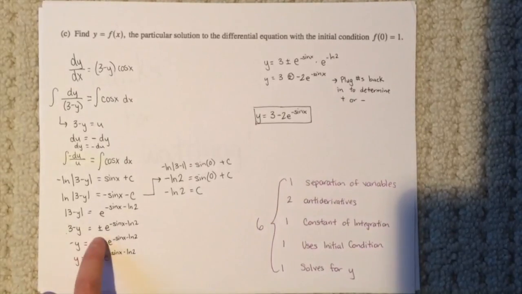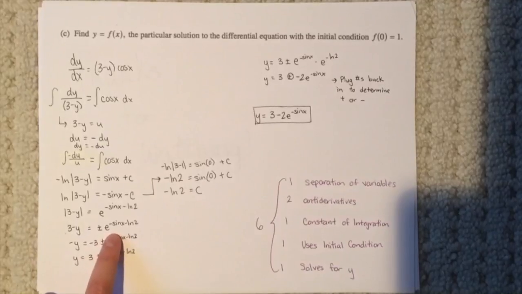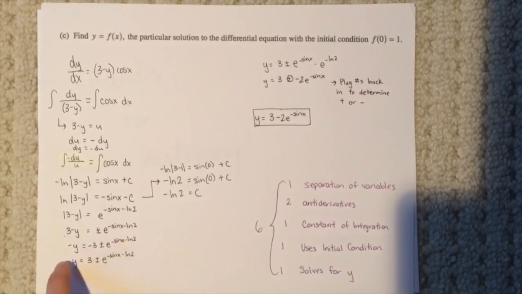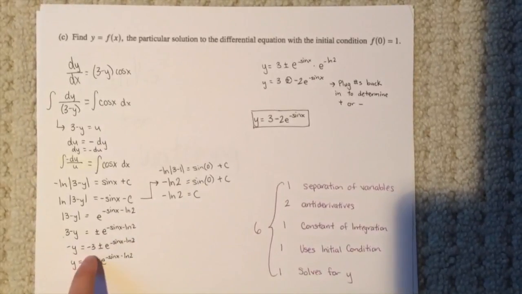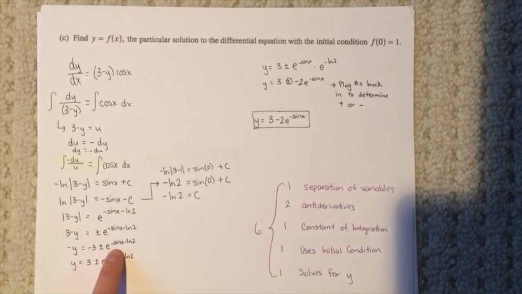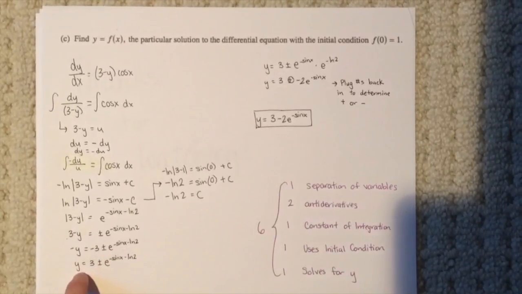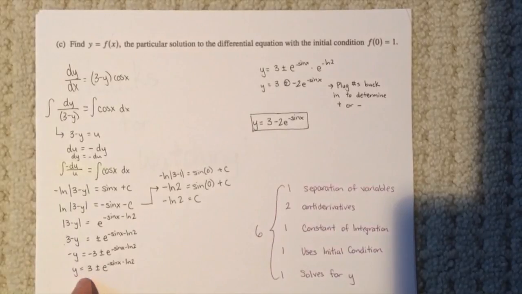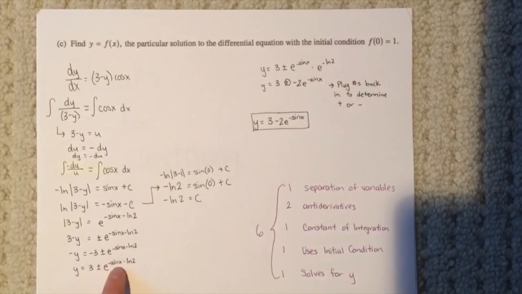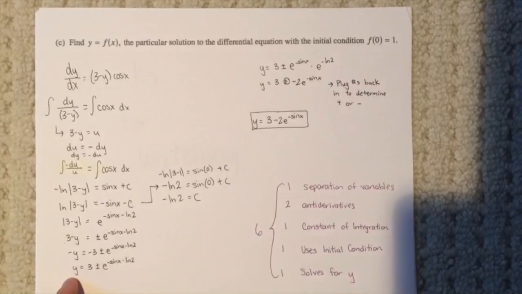So 3 minus y is equivalent to plus or minus e to the negative sine x minus ln 2. Then we get negative y is equivalent to negative 3 plus or minus e to the negative sine x minus ln 2. This part is pretty much just algebra. Then we get y equals 3 plus or minus e to the negative sine x minus ln 2. This part we just divided by negative 1.